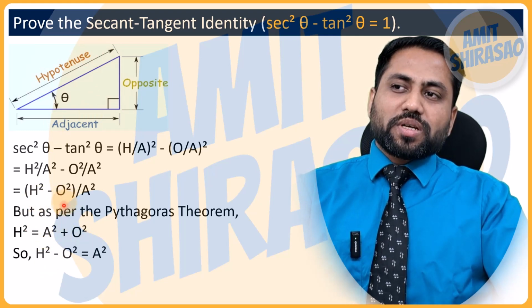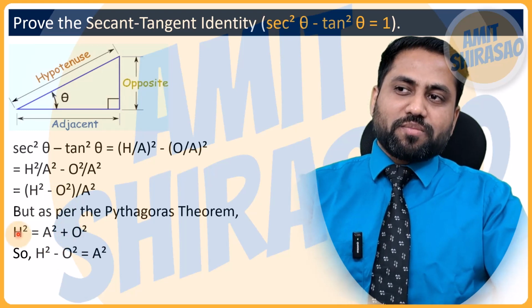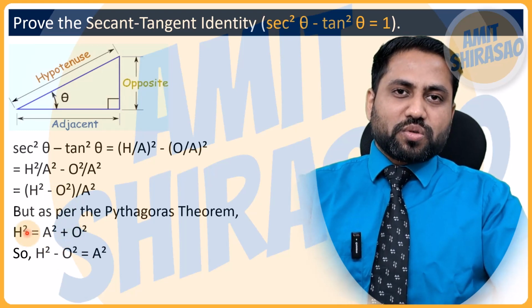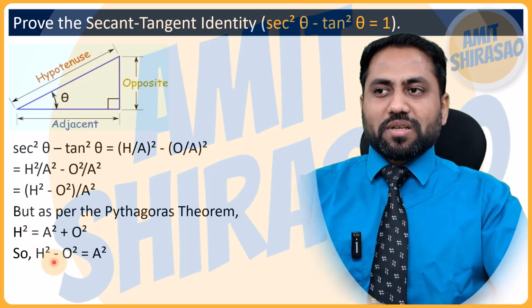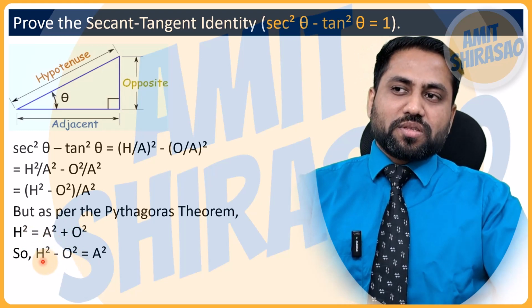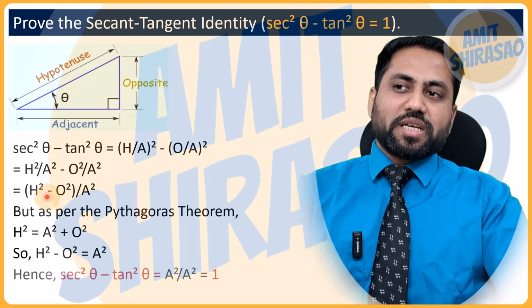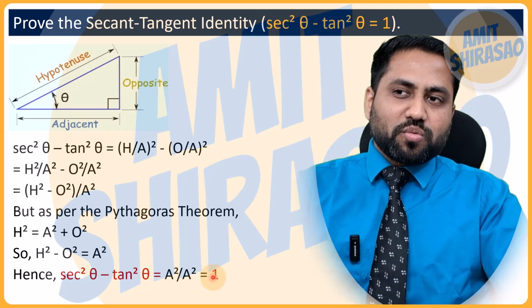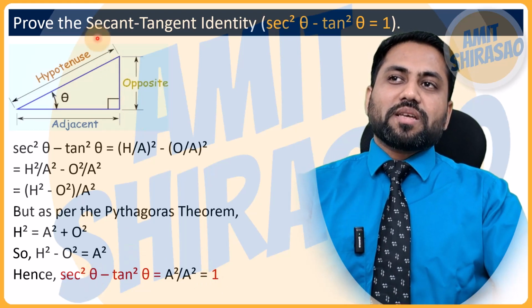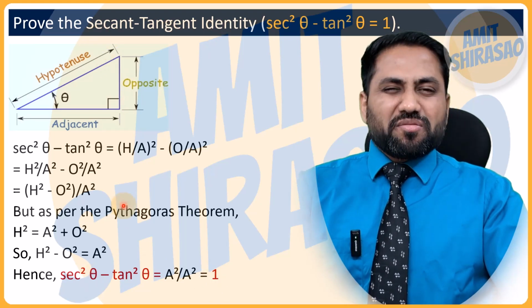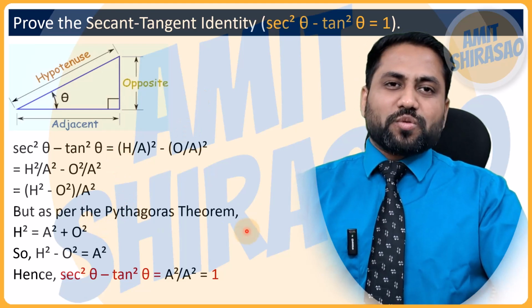H square minus O square means what? See, H square here, I'm taking O to the left hand side, so its sign will reverse, and this is actually equal to A square, right? So here instead of this I can write A square. So A square by A square equals 1. So this proves our secant tangent identity. Everything is getting proved by Pythagoras theorem only.